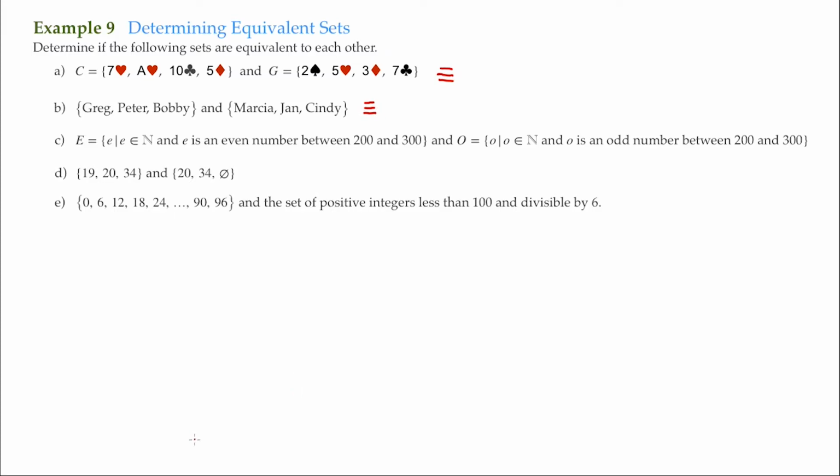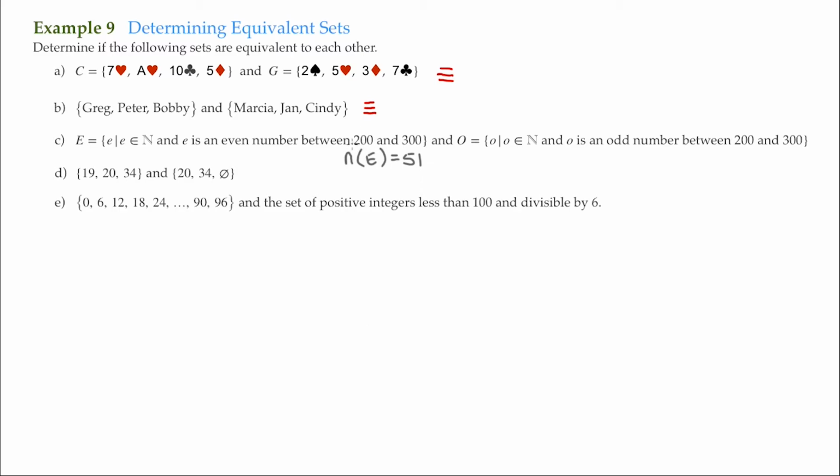So for C, we have this set here. It says set E is the set of elements E, such that E is an element of the natural numbers, that's the counting numbers, and E is an even number between 200 and 300. And then we have set O, the elements O, such that O is an element of the natural numbers, that's the counting numbers, and O is an odd number between 200 and 300. Now, if we include the numbers 200 and 300, then the cardinal number for E is going to be 51.